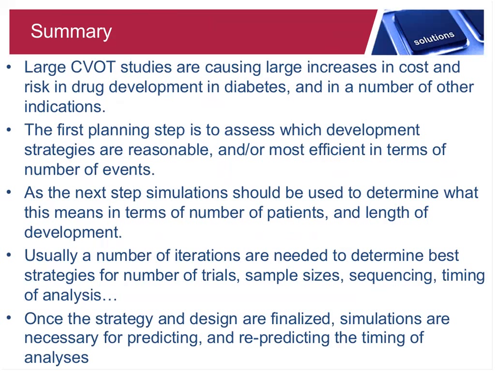Once that is determined, then the next step is to run simulations to determine what it means in terms of number of patients and length of development. And we started with an assumption, I think it was 10,000 to 12,000 patients, but in real life, we probably would have considered several different sample sizes. That would have an impact on the length of development and time of approval, and based on simulations, we would see which ones suit best.